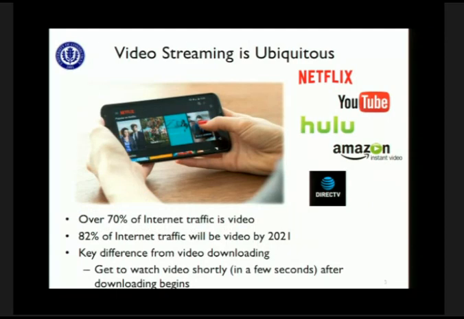So video streaming is ubiquitous. In fact, 82% of the internet traffic will be video by 2021. And there are lots of providers.